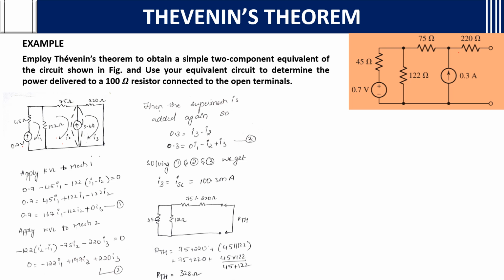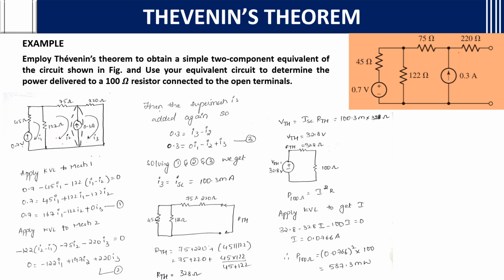After finding this, what we need to do? We can find VTH. We couldn't find the VTH directly here, so we first find I short circuit. This is another method to find VTH. As there are three meshes and there is a super mesh, that is a current source across the terminals, we can't find VTH directly. So we applied KVL so that you will get the I short circuit, the load current ISC. From ISC and RTH you can find the VTH.